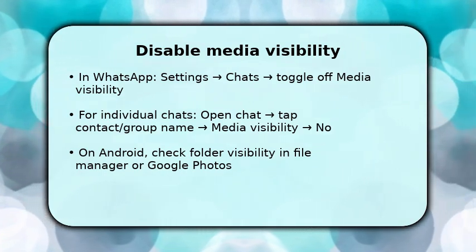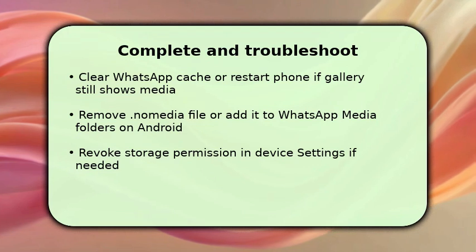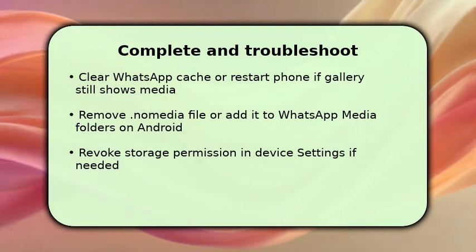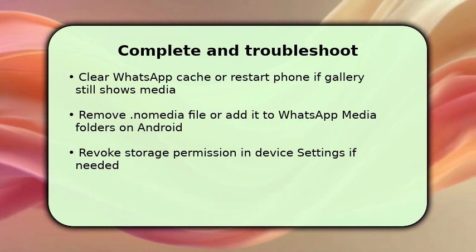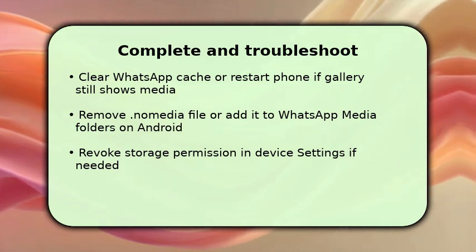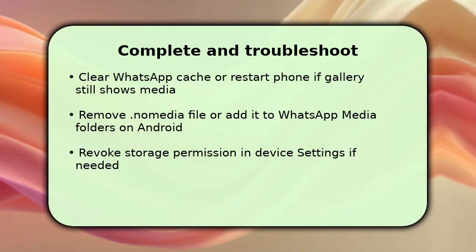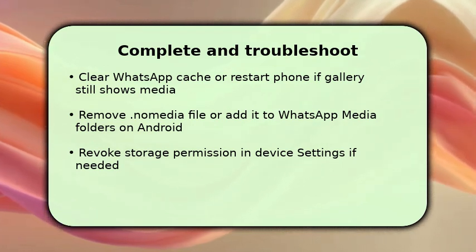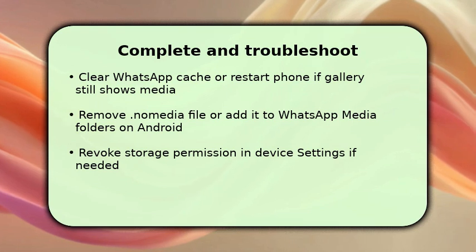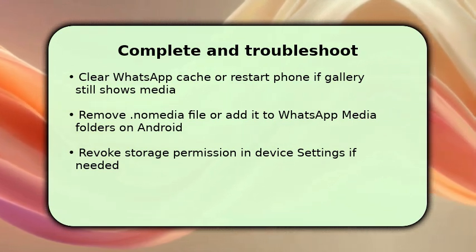Once done, restart your phone and clear WhatsApp cache. If old videos still appear, create a No Media file in the WhatsApp Media folder or remove that folder from Google Photos backup. If nothing changes, revoke WhatsApp storage permission in your device settings temporarily, then re-enable only necessary permissions.